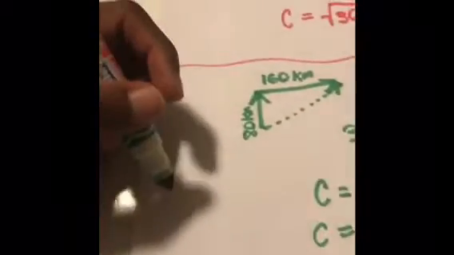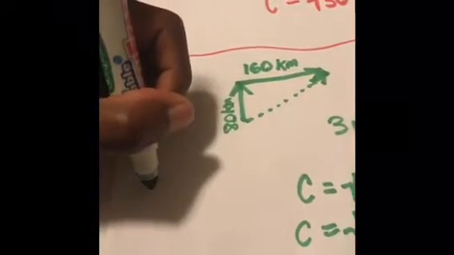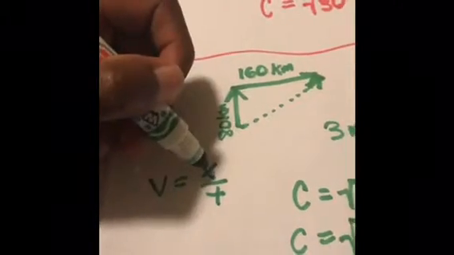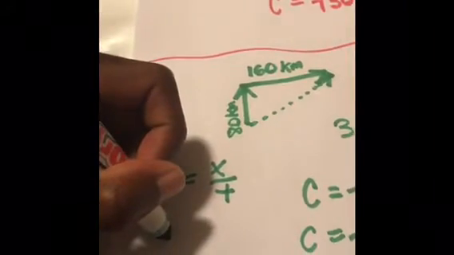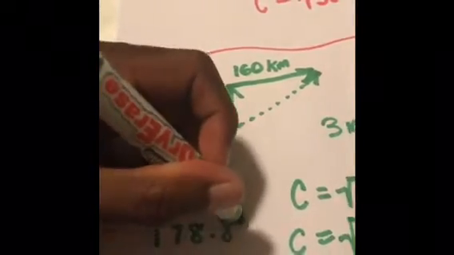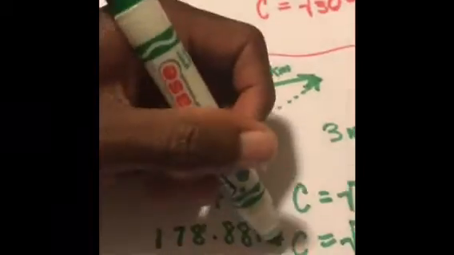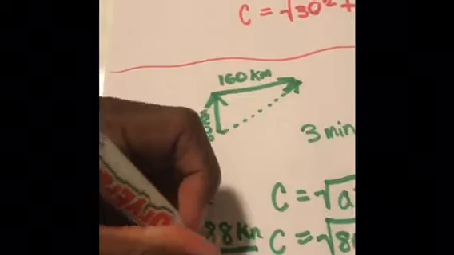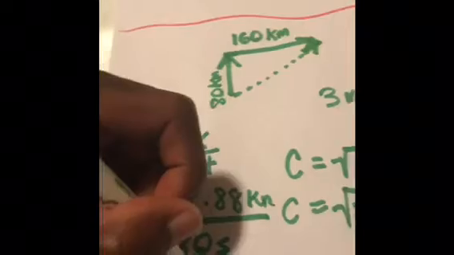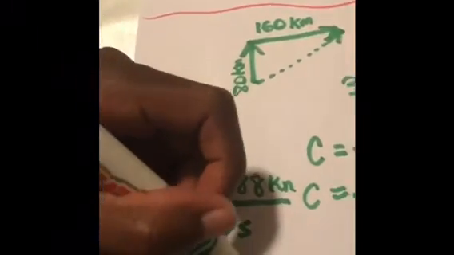So now the only thing that's left to do is to find the velocity. So velocity is equal to x over t, or displacement divided by time. So we have our resultant vector, the magnitude is 178.88 kilometers. So we would divide this whole thing by 180 seconds because 3 minutes is equal to 180 seconds. And then our answer would be 1 kilometer per second.